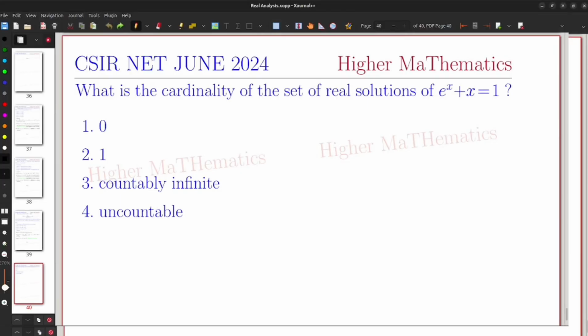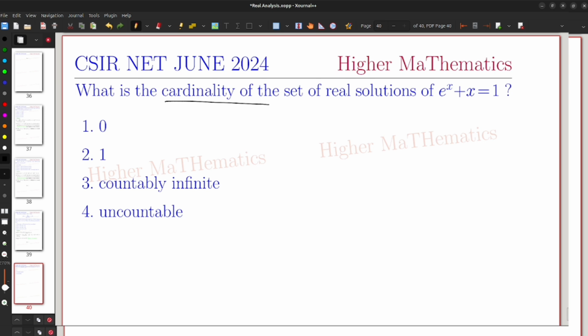This is a question of CSIR NET 2024. The question is, what is the cardinality of the set of real solutions of the equation e to the power x plus x equal to 1? First option is 0, second option is 1, third option is countably infinite, and the fourth option is uncountable.